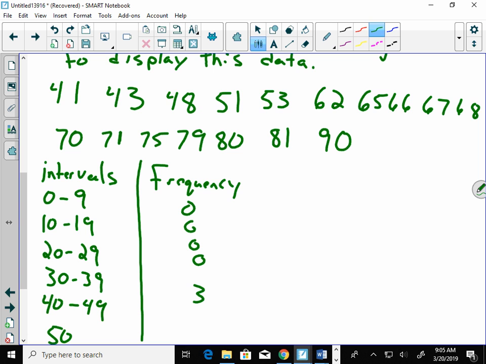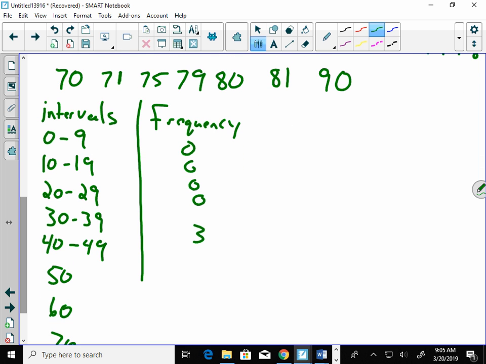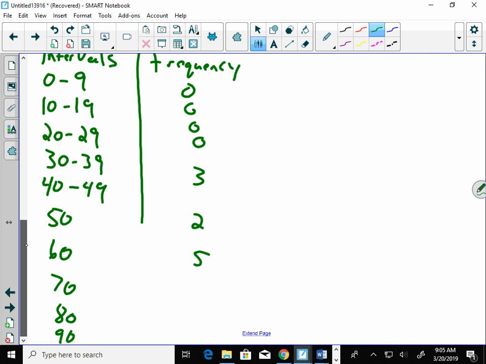In the 50s, I had 2. 60s, how many did I have? 5, good. In the 70s. Okay. And then in the 90s, I had 1. All right, so these are my frequencies for each group. Oh, 2 in the 80s. And then 1 in the 90s. Okay.